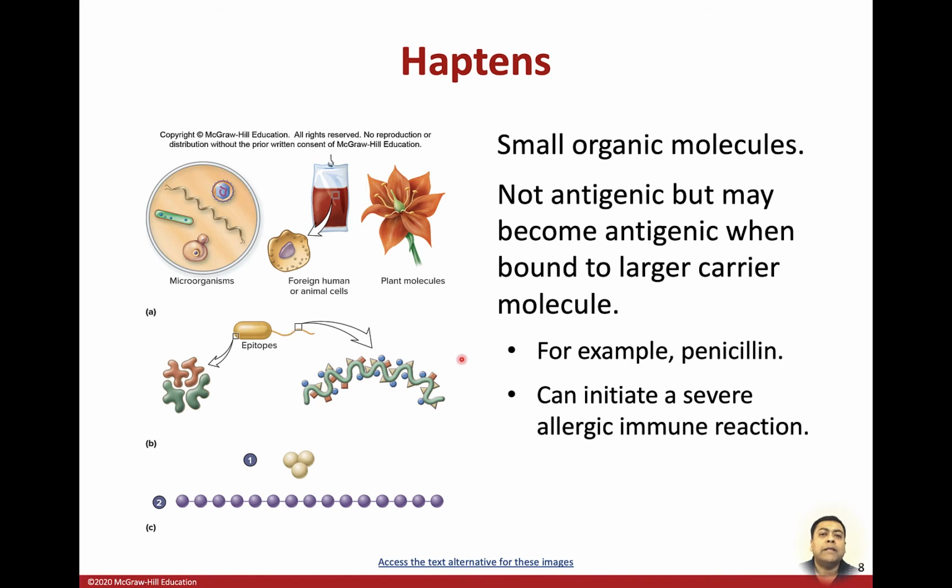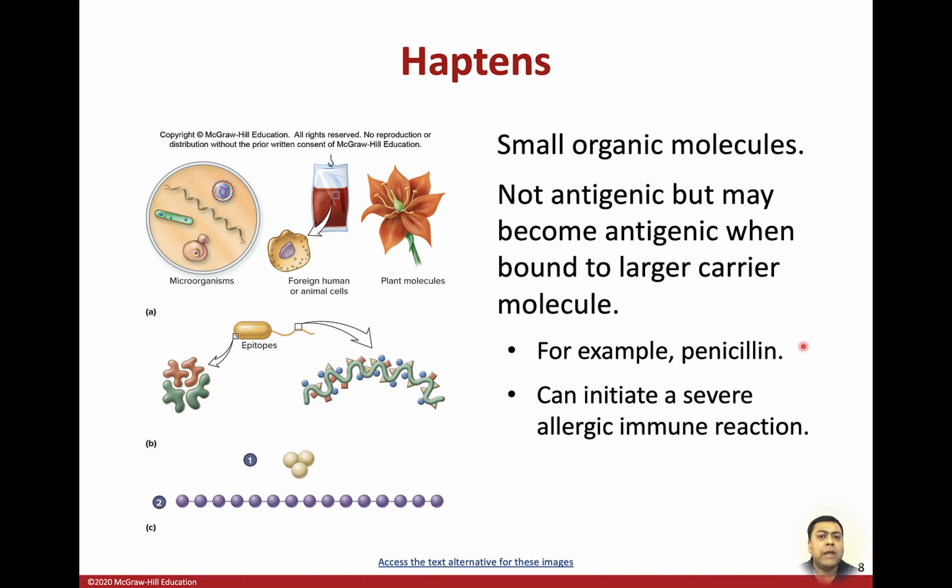Then we are going to talk about the haptens. These are small organic molecules, and by themselves they are not antigenic, but sometimes they become antigenic when bound to larger carrier molecules, which are usually your own proteins. For example, penicillin does not cause any reaction in most people, but there are some people who are allergic to penicillin. When we say allergic to penicillin, we mean that if a person is given an injection of penicillin or takes oral penicillin, they will have an immune reaction, meaning an allergic reaction.